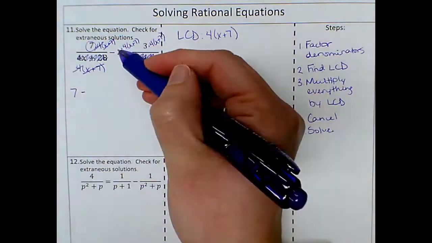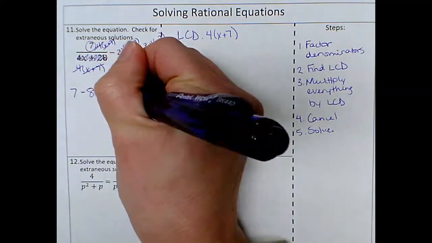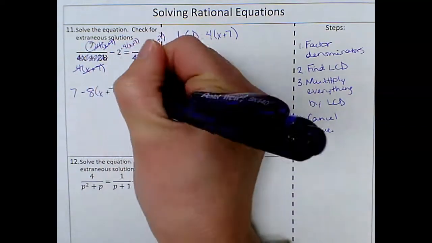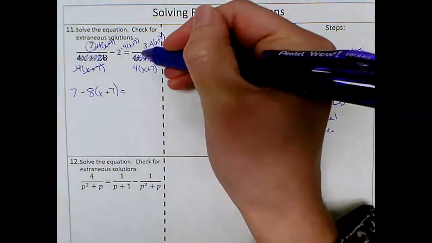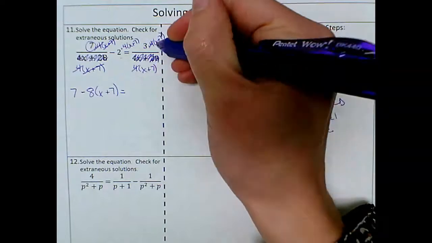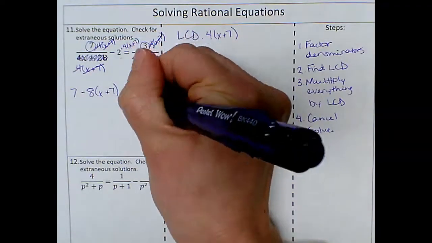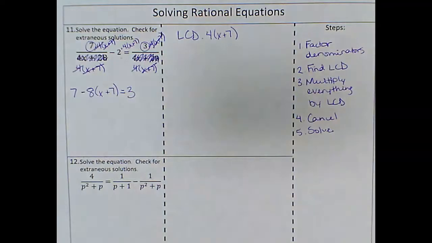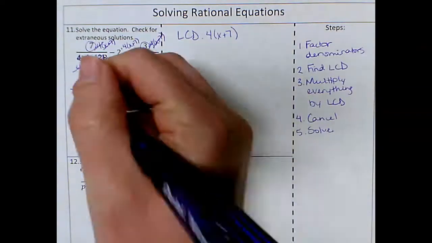Nothing gets canceled out here, but 2 times 4 is 8. And I'll need to multiply that by x plus 7 with distribution. And then in that last fraction, the 4's are common factors, they can be canceled out. The x plus 7's are common factors, they can be canceled out. And the 3 remains. So in order to solve, we've got to distribute this negative 8.